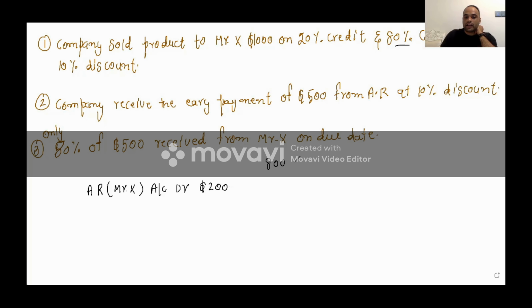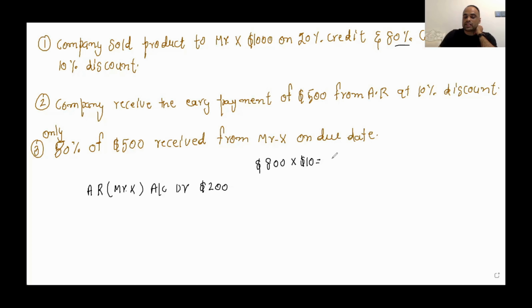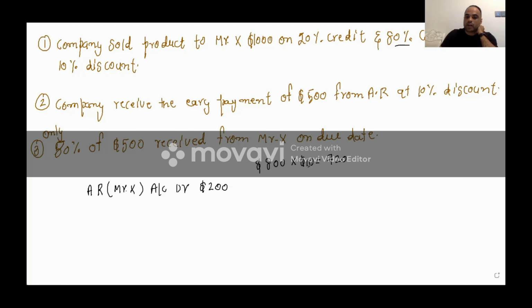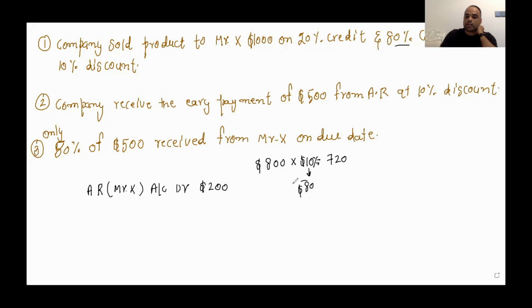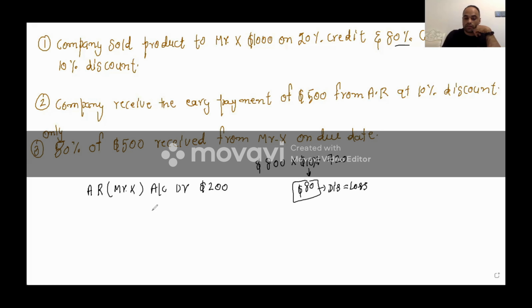800. You receive 800 cash, but with 10% discount, after minus 10% discount, you receive only 720, because 10% is discount, right? And how much is the discount? 10% discount means $80. $80 is your discount, and you are paying the discount. So that's why this is your loss or cost. That is what I explained to you before.